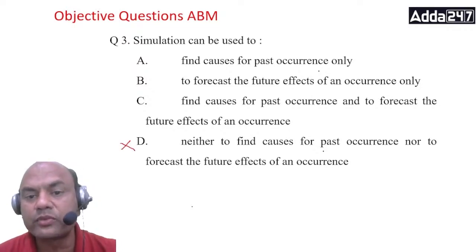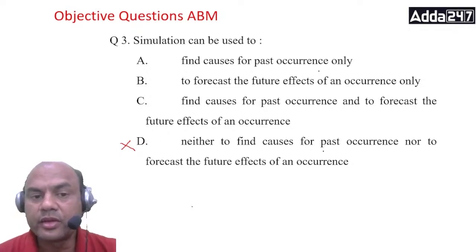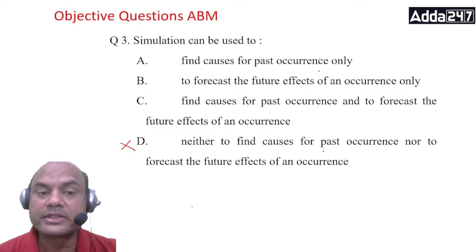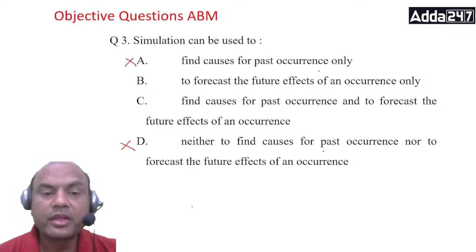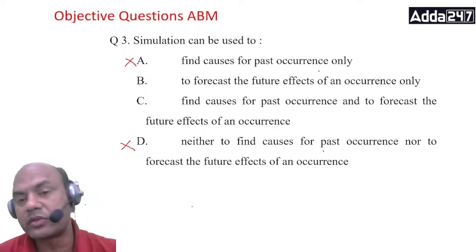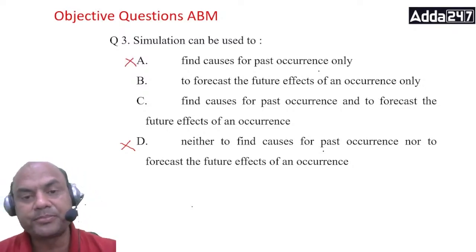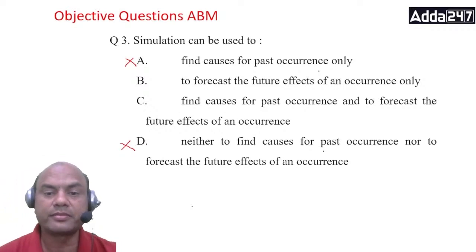Now only you will get confused over here whether to type A or B or C. Again you will get confused between B and C, because A is also past occurrence only, that is not the right answer. So you will get confused between B and C. Now type in the comment section, let me see. Okay, let me see everyone.